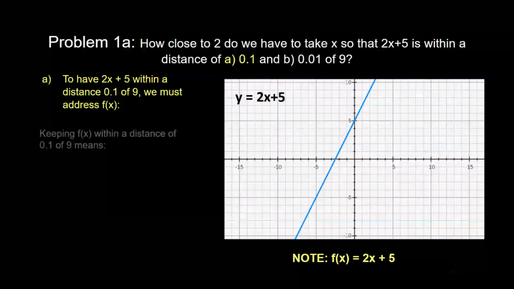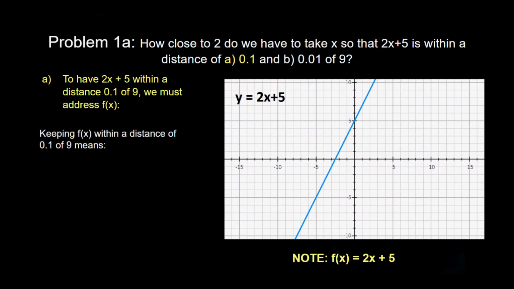So we have a problem that's broken into two parts. There's part A and B. The problem asks us, how close to 2 do we have to take x so that 2x plus 5 is within a distance of A 0.1 and B 0.001 of 9.